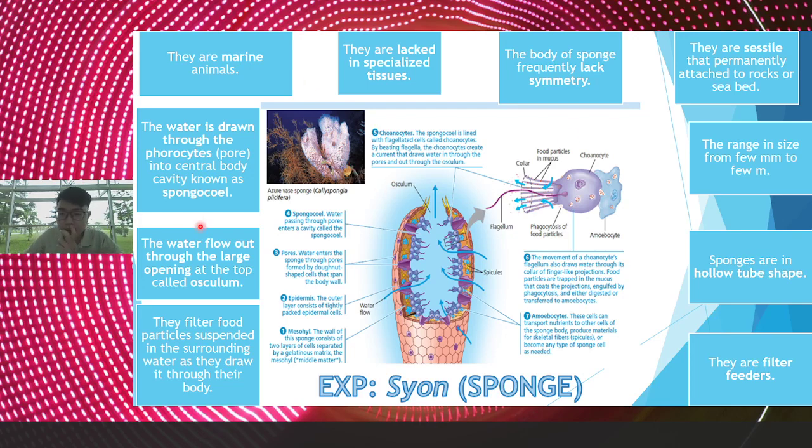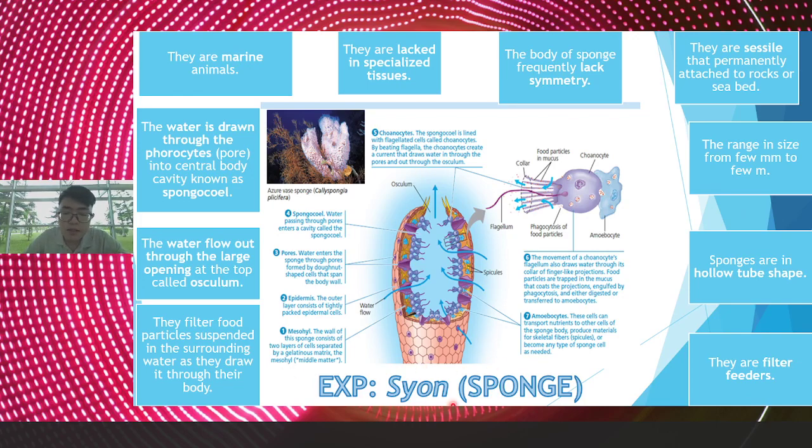So yang paling penting, you have to know this is animal, not plant. So it cannot produce the food by itself. It needs the food from the outside. So you have to remember this. Okay, so these are the general characteristics of the Phylum Porifera.